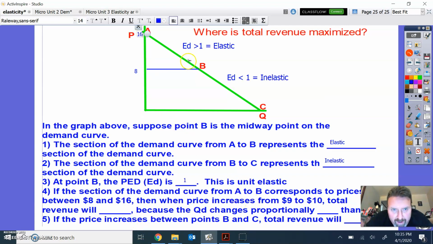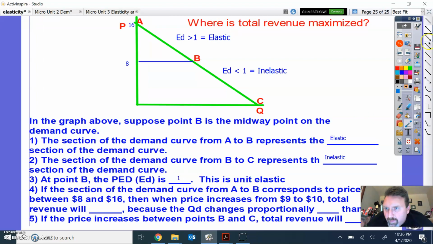When price goes from 9 to 10, price goes up. Total revenue, what's going to happen to it? They're raising prices in the elastic section. That ain't a good thing. So total revenue is going to do what? It's going to go down. Okay, so we know that total revenue, I'm going to use an arrow here, is going to go down because quantity demanded changes more proportionally than the price.